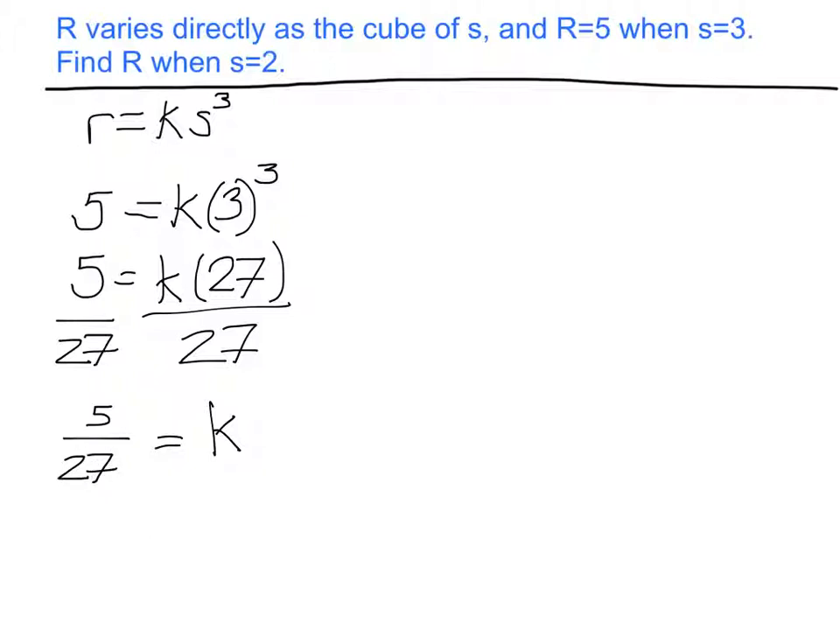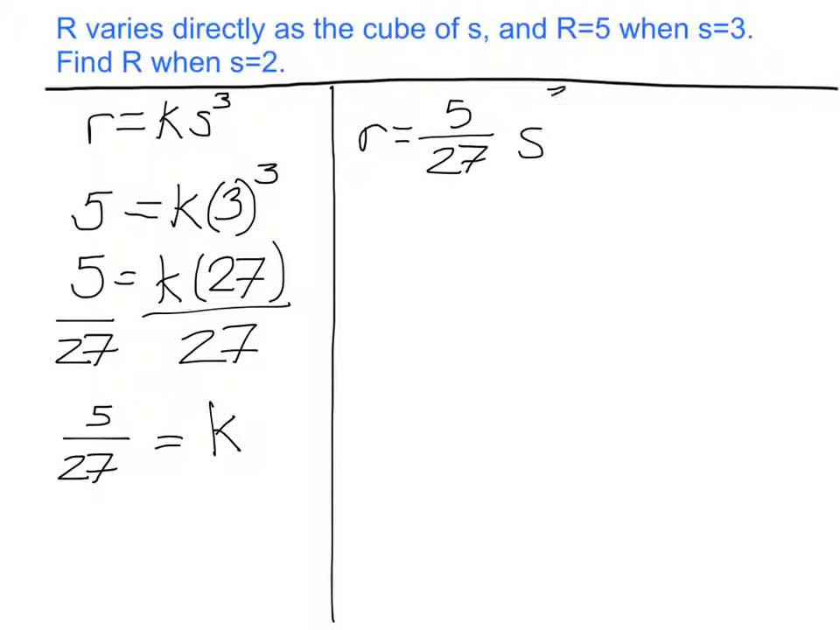Alright, so I'm going to take that value of k and put it back into my original formula. So now I'm going to have r equal to 5 over 27 times s to the third power. Now time to answer my original question. It says find r when s is equal to 2. So I have this formula now that I can use. They're telling me that s is equal to 2. So I'm going to go in here and I'm going to solve it. I'm going to find r.